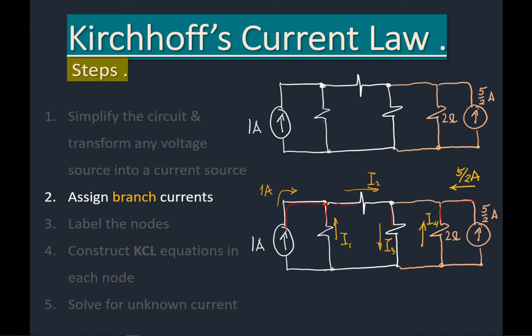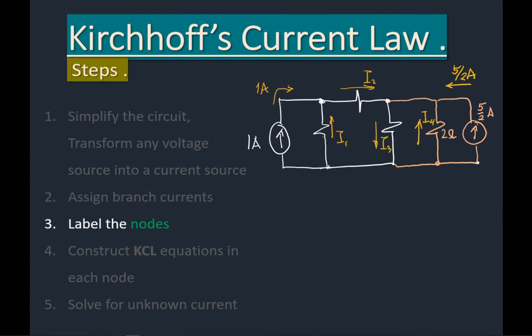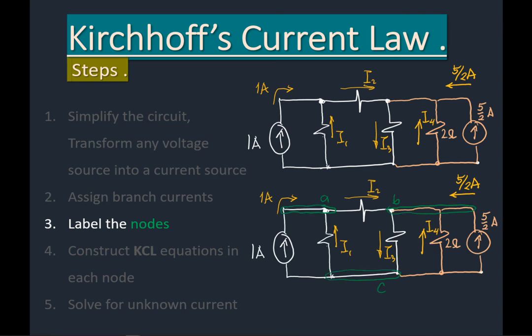The assignment depends on you. This is arbitrary, so you can assign any other variable as you please. Third, label the nodes. What are the nodes in the circuit? Here are the nodes. Actually, these are the nodes in this case. This is node C, this is node B, and this is node A.